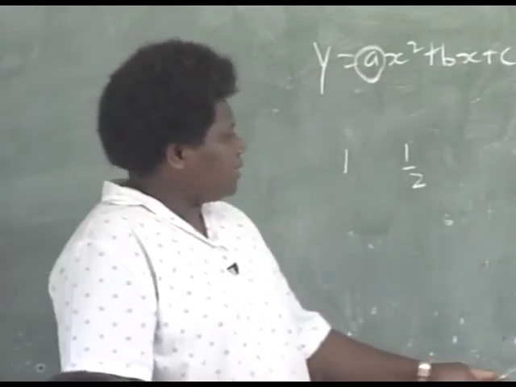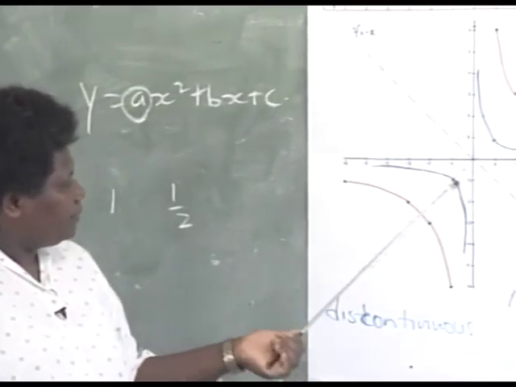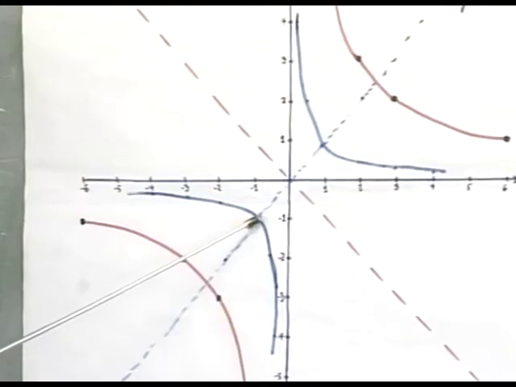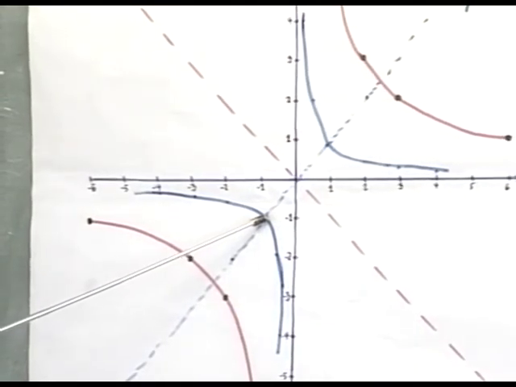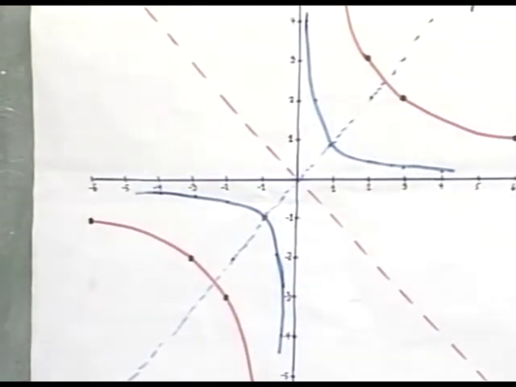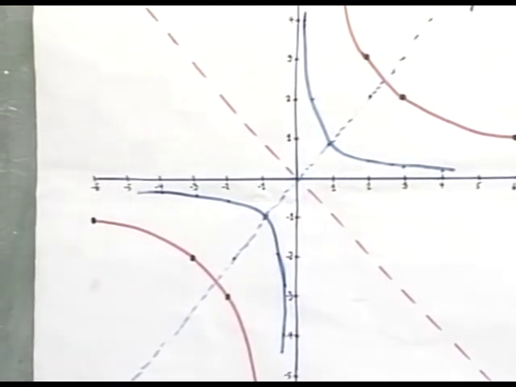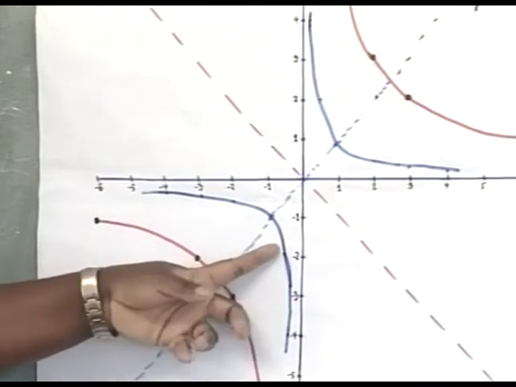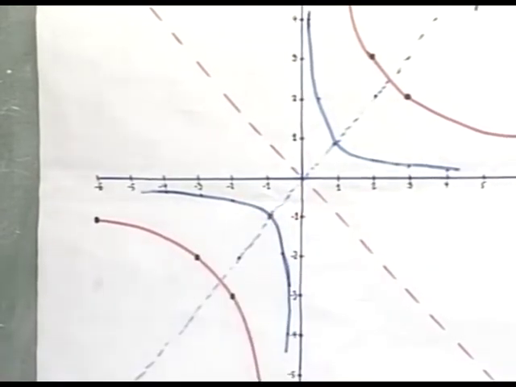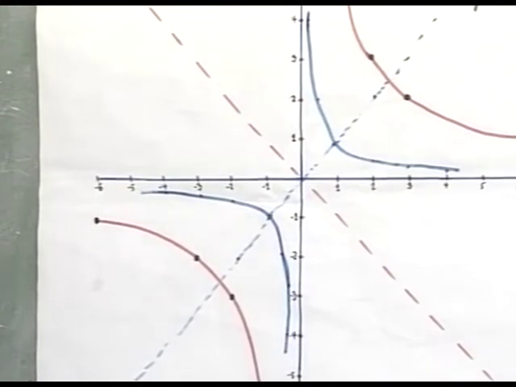All right, in this case, the distance from the axis is determined by the numerator. The bigger the numerator, the further away from the axis the curves will be. Okay, so that's why the blue one is closer to the axis than the red one, because 1 is less than 6.